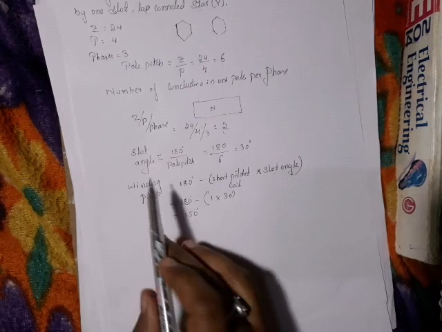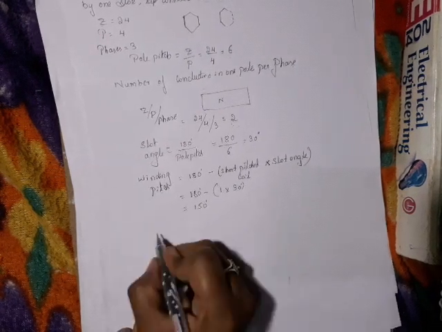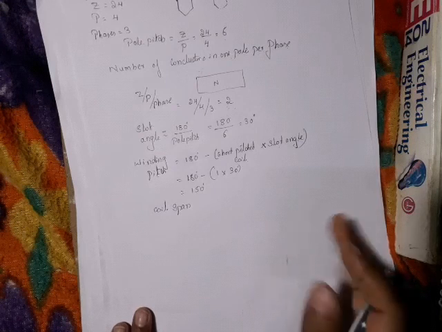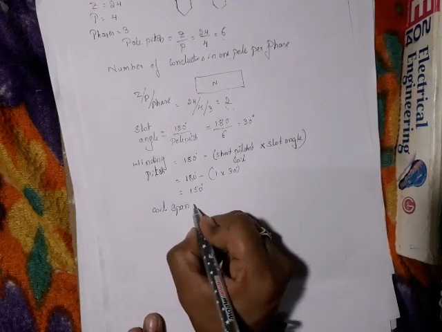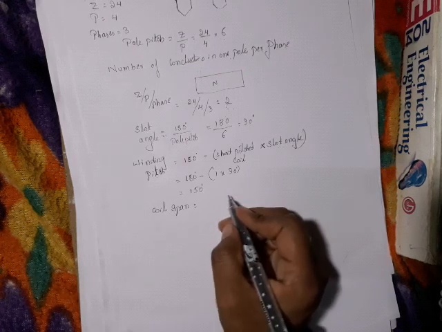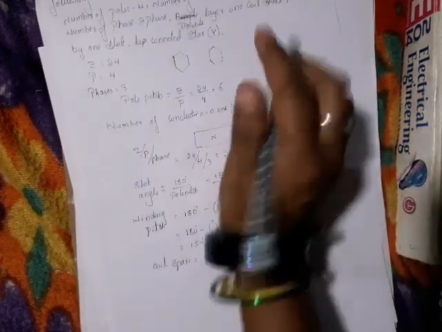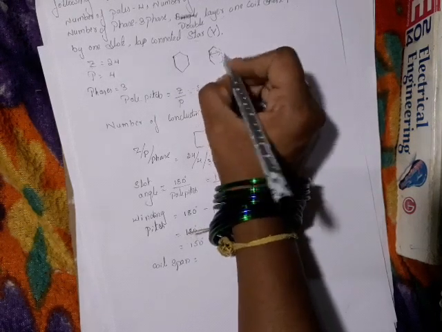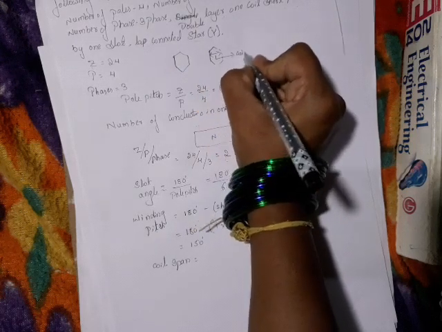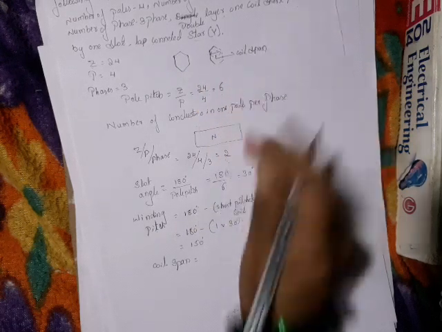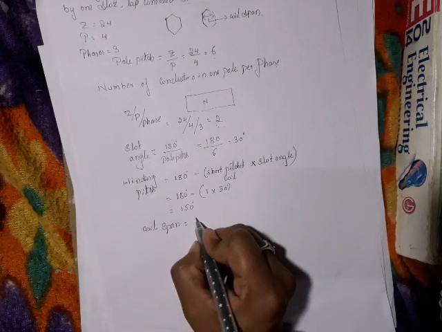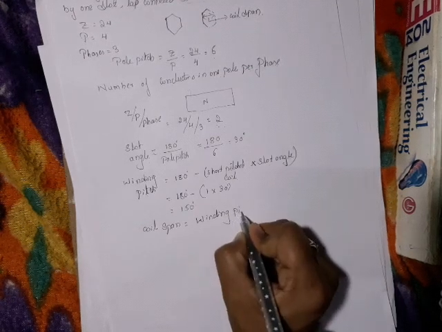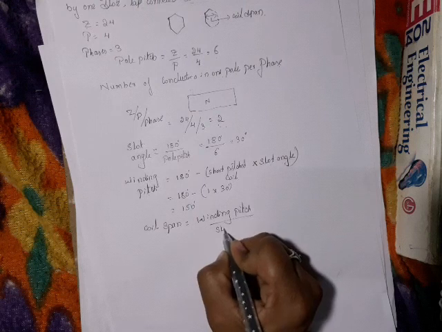So why do we need to calculate the slot angle and winding pitch? To calculate coil span. So what is this coil span? See here, we have the coil. From here to here, what is the distance we have? That is given by coil span. So how to calculate this coil span? Here coil span is given by winding pitch divided by slot angle.